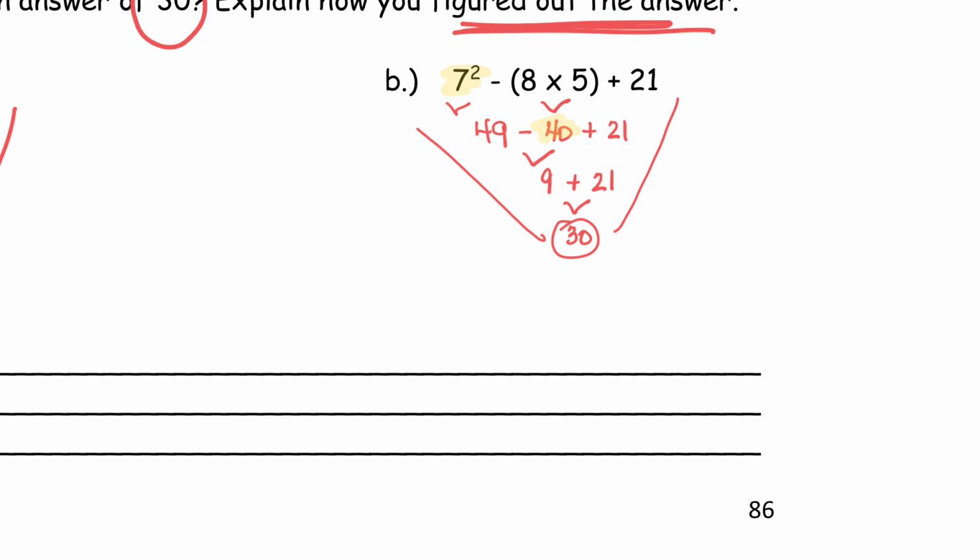I solved the subtraction first. Why do I solve the subtraction first? Good. You solve the subtraction first on letter B. You definitely subtract first because you want to make sure that you are following the order of operations. So you're going to subtract first. And my final answer is 30.